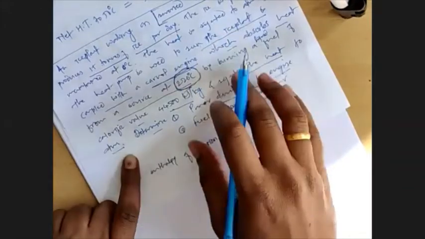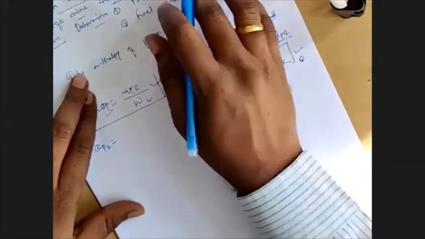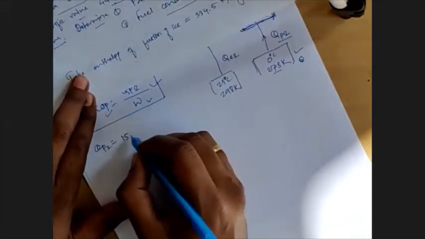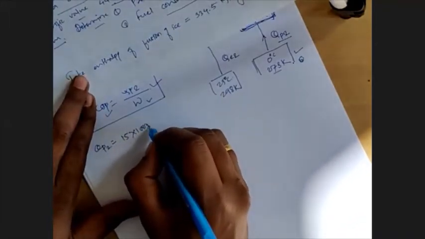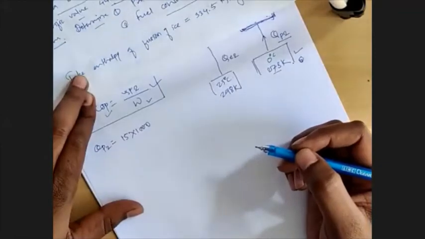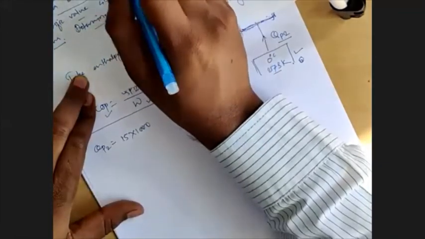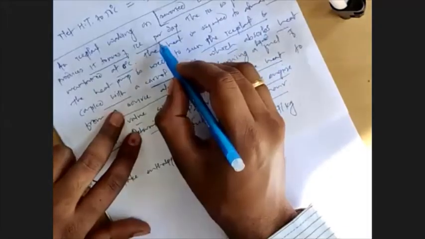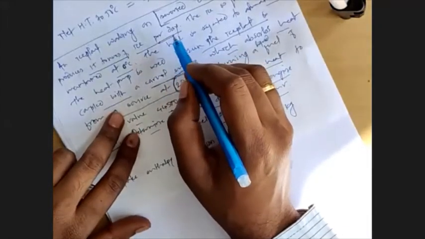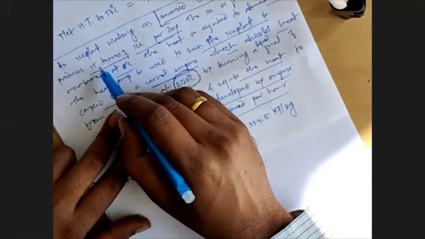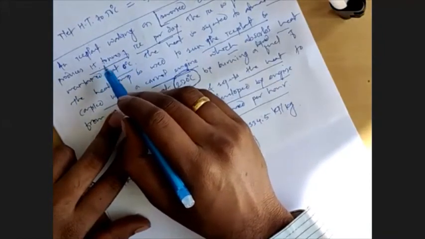Okay, so it is producing 15 tons of ice. So 15 into 1000, right? So that much kg of ice per day. That production rate is in terms of per day. 15 tons, I multiplied it by 1000, so that becomes kg. So that is kg per day.